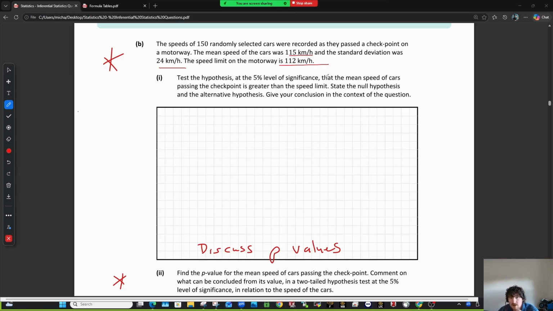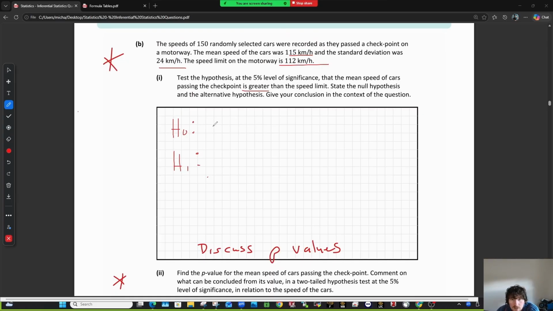Test at the 5% level of significance that the mean speed of cars passing the checkpoint is greater than the speed limit. Okay, so that's interesting. Is greater than the speed limit. State the null hypothesis and the alternative hypothesis. Okay, so right, and it's interesting that they say greater than here. So we need to somehow get this into our H0, H1. So H0, this is from a mock paper as well. So we might discuss something about that in a sec.